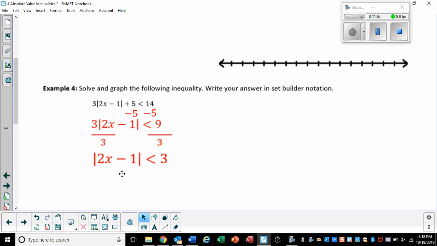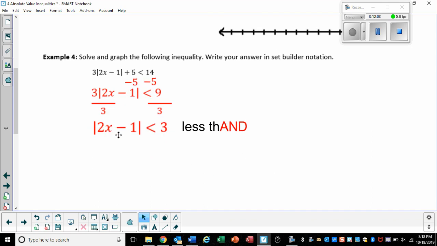Now that the absolute value is by itself, I can split it. Okay? I cannot do that beforehand. I cannot figure out if it's an and or an or statement before the absolute value is by itself. So here I have a less than symbol, so it's going to be an and statement. So I go ahead and split it, with the and in between. The first one, keep everything the same. The second one, flip the sign, change the number.